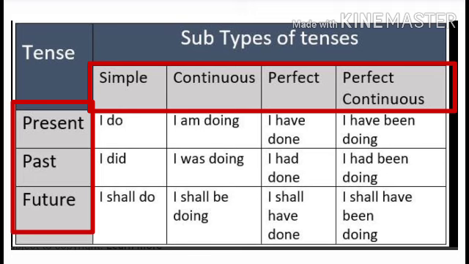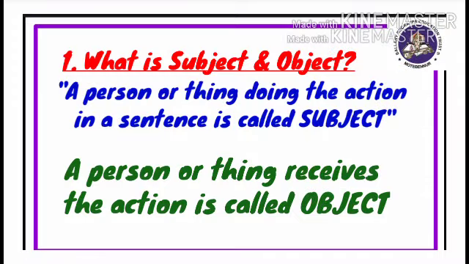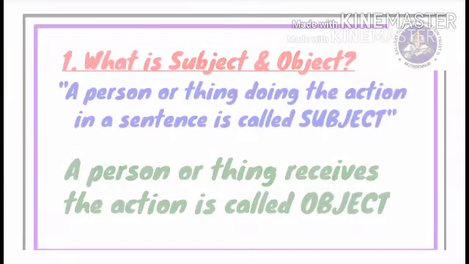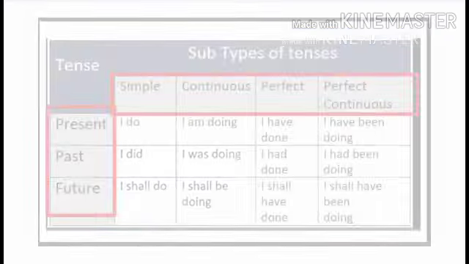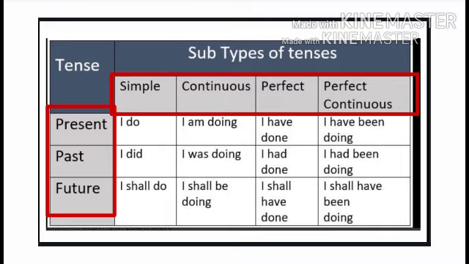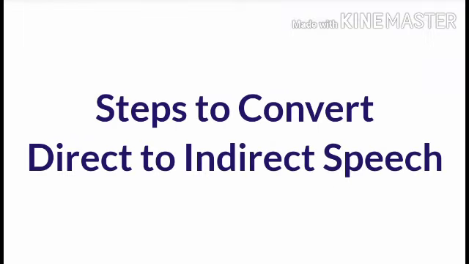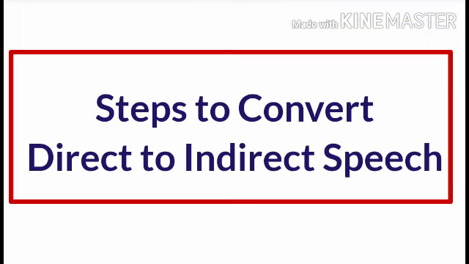During active voice and passive voice, we have discussed almost all tenses very clearly. I repeat, a direct speech can be changed to indirect speech if you are able to identify the subject and object, personal pronouns and its persons, and the exact tense of the sentence. Now let's understand the important steps to change direct to indirect speech.